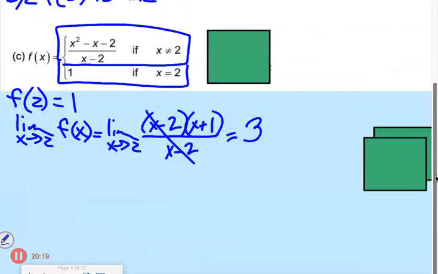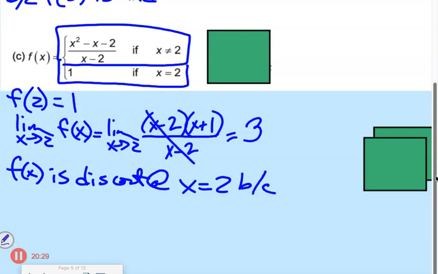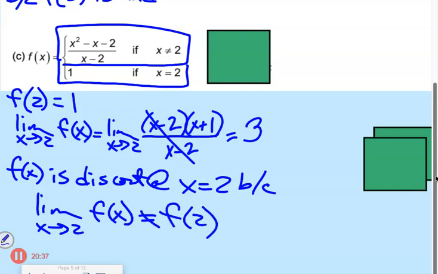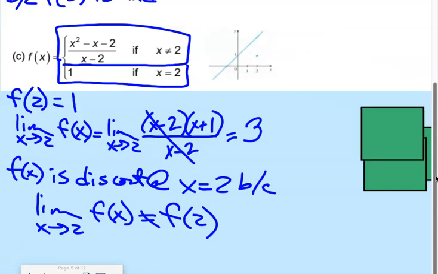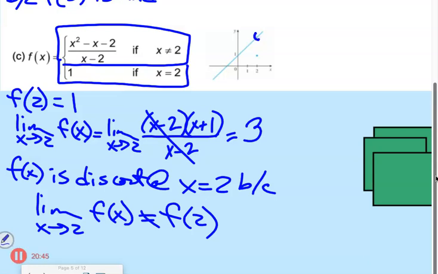Nailed it. Okay, so f of x is discontinuous at x equals 2 because the limit as x approaches 2 of f of x does not equal f of 2. The limit does not equal the function value. So this one has a hole and a dot. A hole and a dot. How are we feeling about these? The discontinuity thing. Because this is on your test. Like, it's a lot on your test.